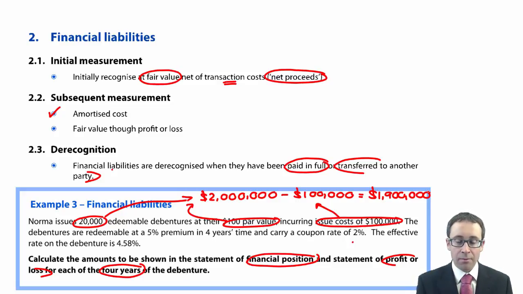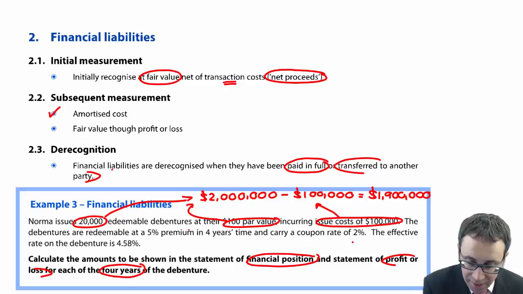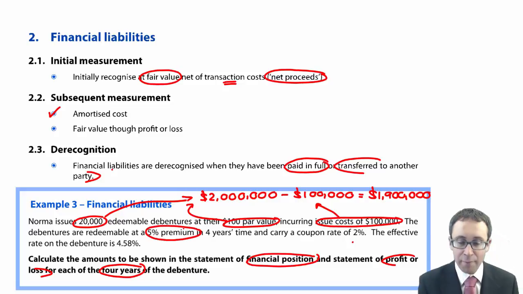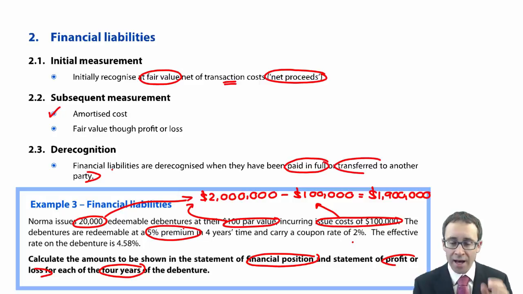The debentures are redeemable at a premium of 5%, so 5% above par value. So 5% of 2 million is that 100,000.